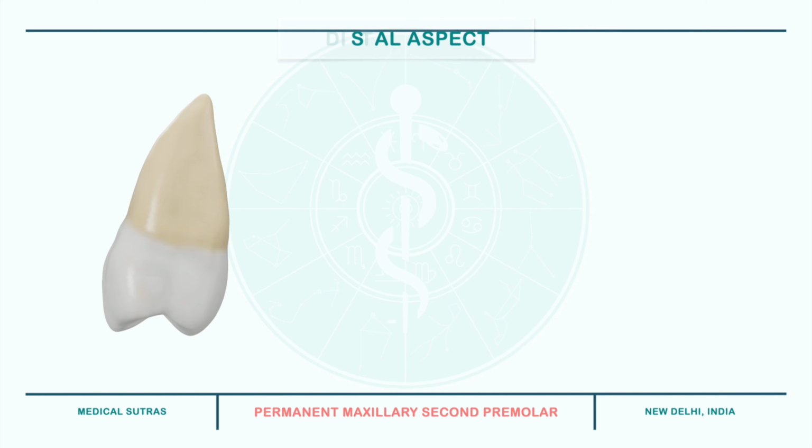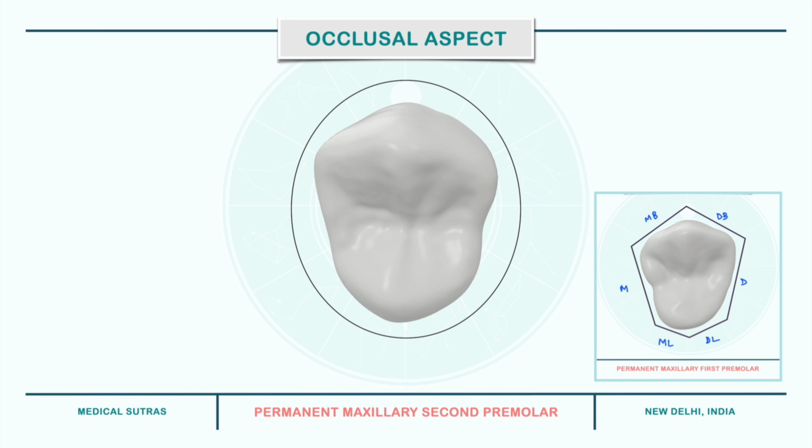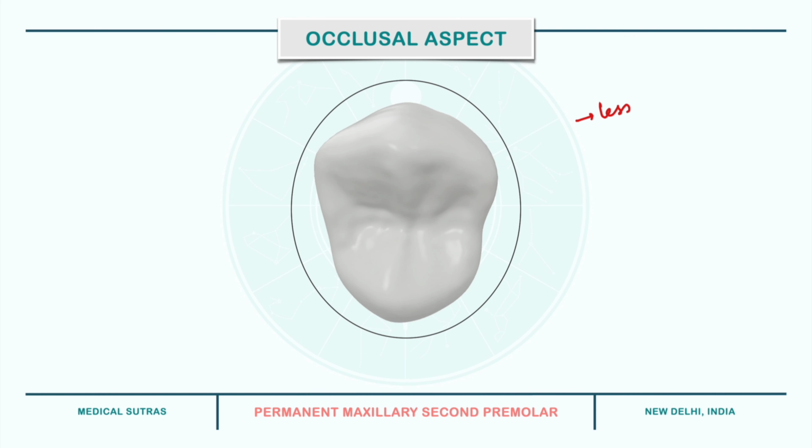Now coming to the occlusal aspect. The crown outline is more rounded or oval rather than the hexagonal shape seen in maxillary first premolar. The crown is less angular with less prominent buccal line angles. As can be seen in the picture, the mesiobuccal line angle and distobuccal line angle are less prominent and more rounded. Also, the lingual taper is less since the buccal and lingual cusp are of equal size.